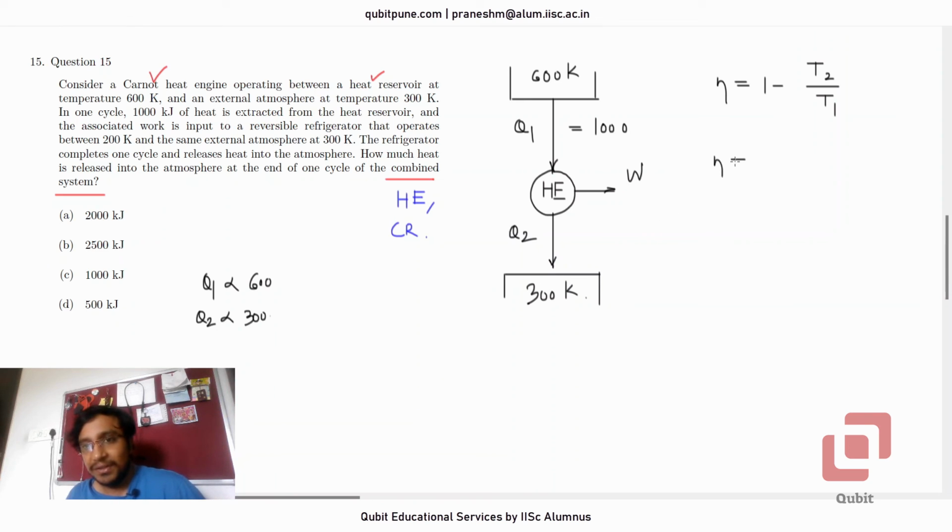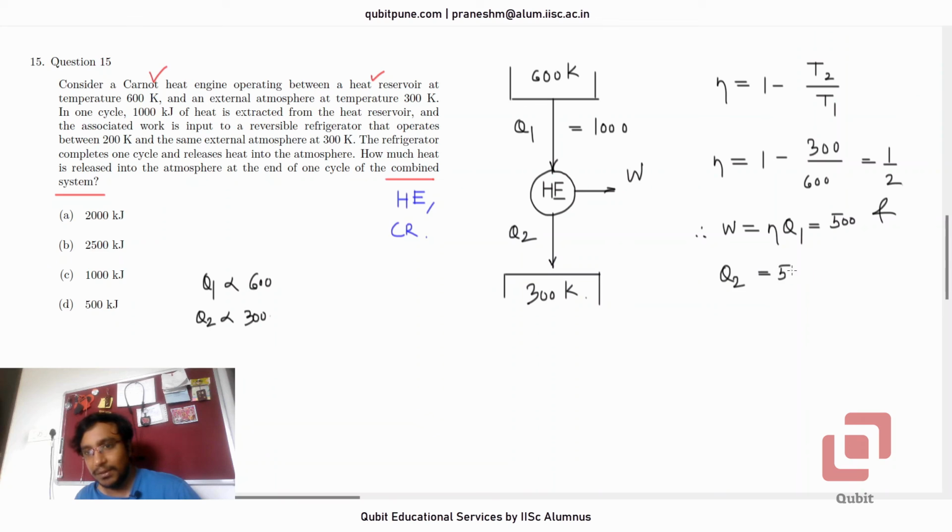So what is efficiency? 1 minus T2 300, T1 600. So 300 by 600 is half, 1 minus half is half. So efficiency is half. That means Q1 will be equally split into Q2 and W. So W, which is eta times Q1, will be 500 kilojoules, and Q2 will also be 500 kilojoules.